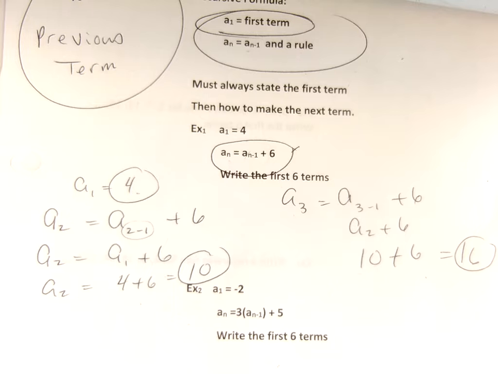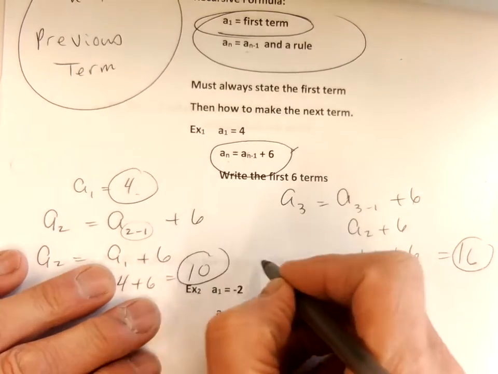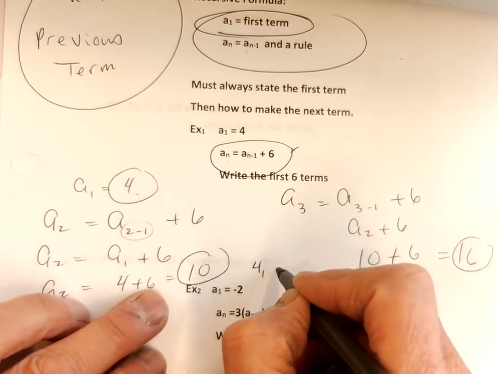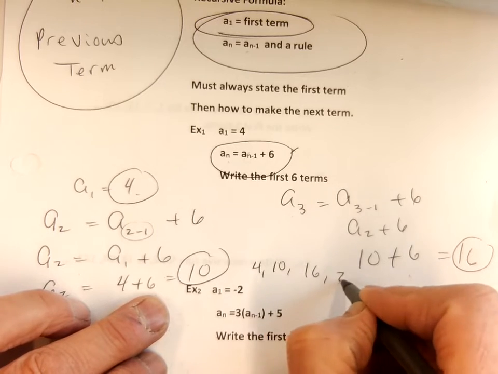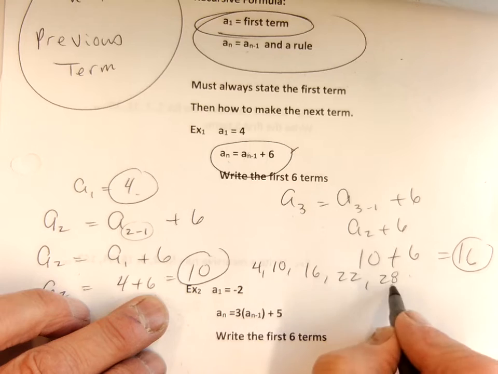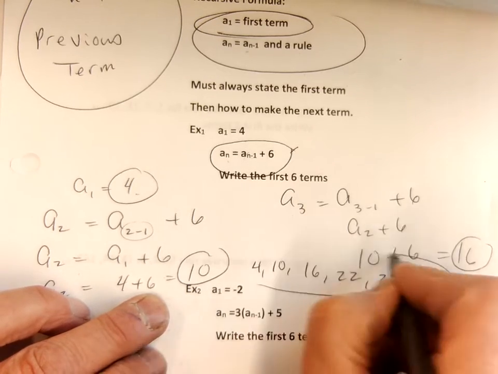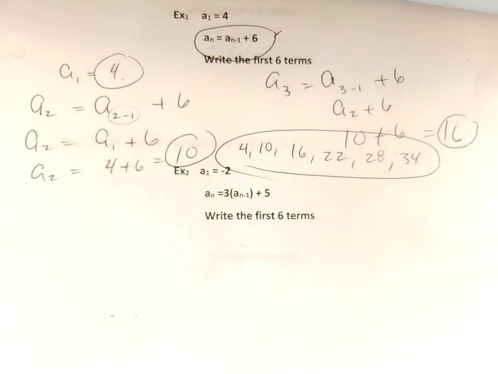Thanks. So what I wind up with is a sequence that is 4, 10, 16, 22, 28, and then 34. It's not that hard, as long as you read it and know what it says.